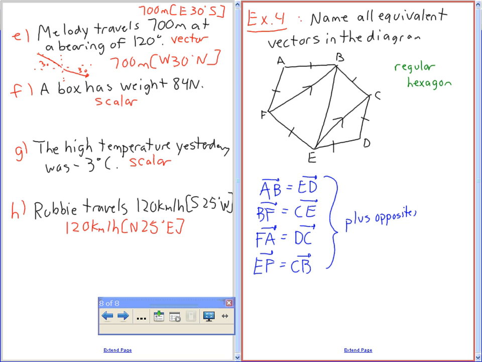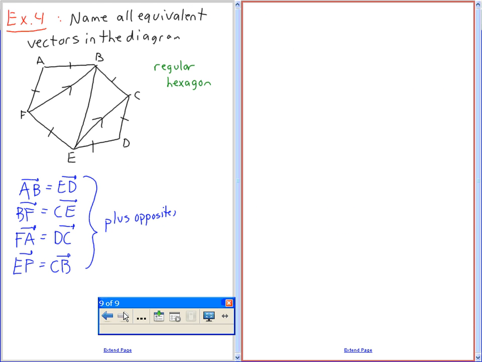Does this concept make sense? Yes? We're good? Okay, here we go. One more example. I think that's it, and we're done. What time is it? It's half an hour. Take a breather.